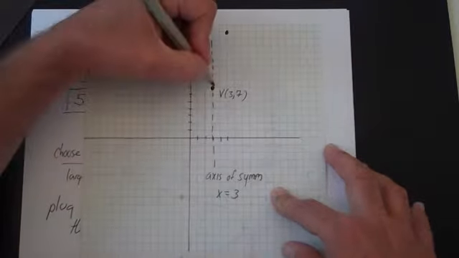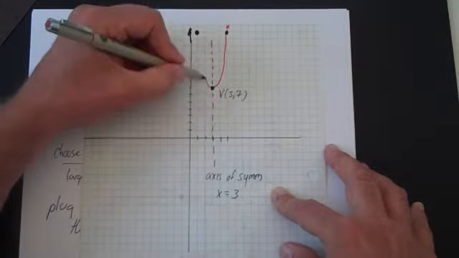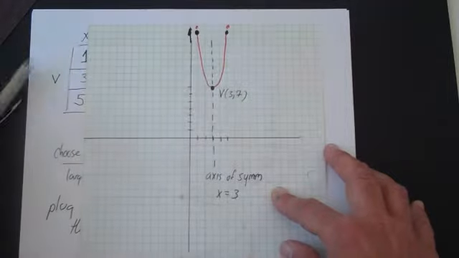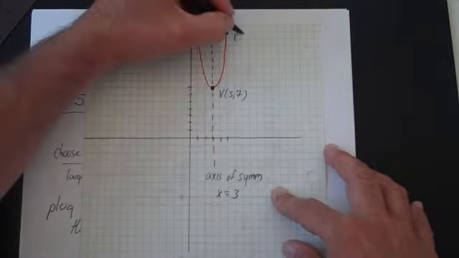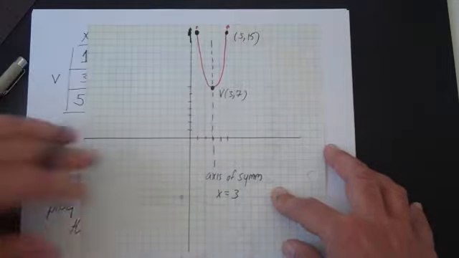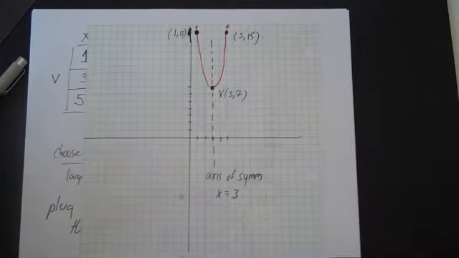You know it's going to be a little bit flatter and then get steeper and steeper. You can label these 2 points if you wish. That's going to be 5, 15, and 1, 15. And that's how you graph parabolas in vertex form.